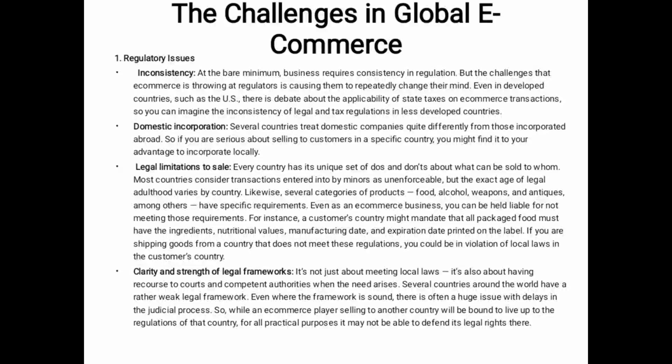Then, clarity and strength of legal frameworks. It's not just about meeting local laws, it's also about having recourse to courts and competent authorities when the need arises. Several countries around the world have a rather weak legal framework. Even where the framework is sound, there is often a huge issue with delays in the judicial process. So, while an e-commerce player selling to another country will be found to live up to the regulations of that country for all practical purposes, it may not be able to defend its legal rights there. So clarity and strength of legal frameworks are not there. In different countries, different laws exist, and because of that, it will affect your e-commerce, especially the laws regarding business and companies.